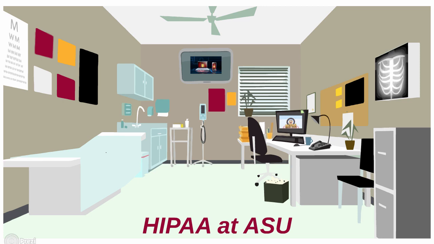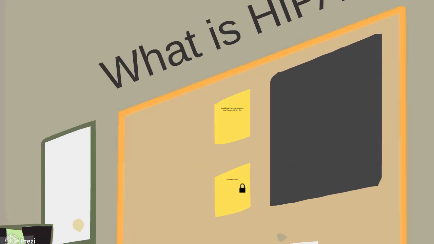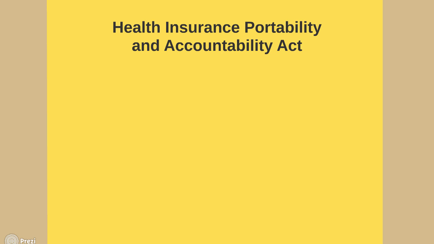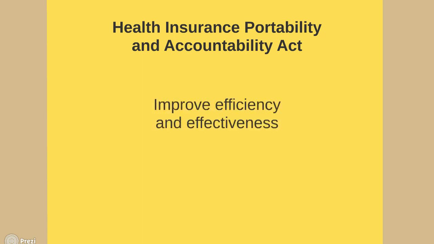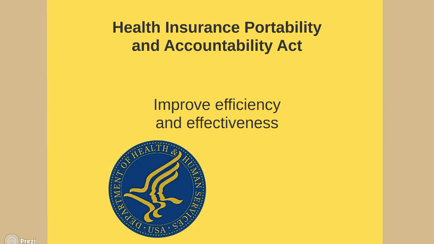Today we will discuss the 8 various topics of HIPAA. First, we will answer the question, what is HIPAA? HIPAA is the acronym referring to the Health Insurance Portability and Accountability Act, which was enacted in 1996. HIPAA is designed to improve efficiency and effectiveness of the healthcare system. The Department of Health and Human Services, Office of Civil Rights administers and enforces the law.